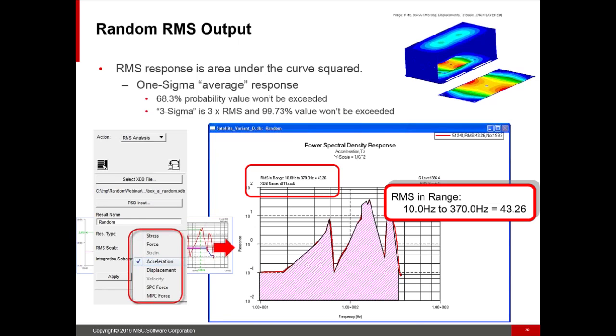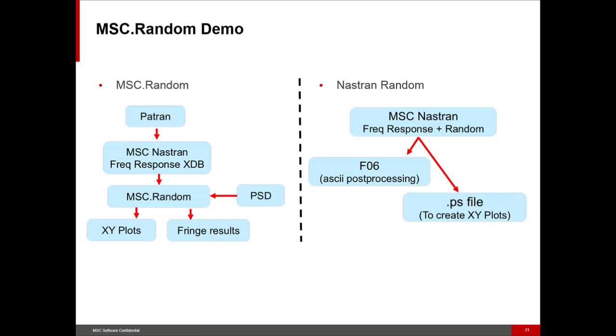After we've done our frequency response and acquired our PSD input, we can get stress, force, strains, accelerations, displacements, so we can get all these types of output. We do need to have requested those in the frequency response analysis, though, in order to get those final RMS outputs. But the nice thing about these is they're a single value, a lot like doing static analysis, and so they're very easy to compare. So again, I will stick to the MSC.Random for a very short demo here. The Nastran is all done at one time, and that has some advantages and some disadvantages we'll get to in a second.